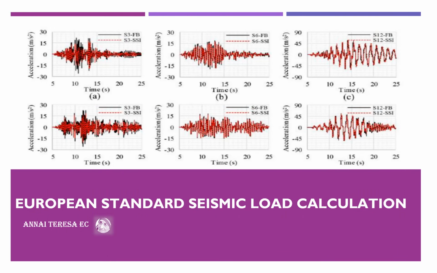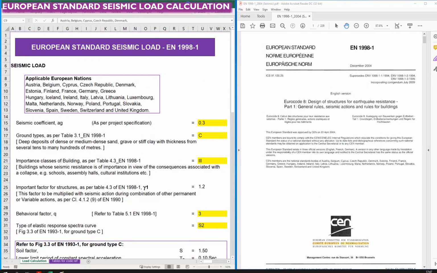In this video, I am going to explain how to calculate seismic load based upon the European standard. On the right-hand side, you can see the European standard code EN 1998 Part 1, which we are going to use to calculate seismic load based upon the European standard. On the left-hand side, you can see an Excel sheet developed to demonstrate the seismic load calculation.